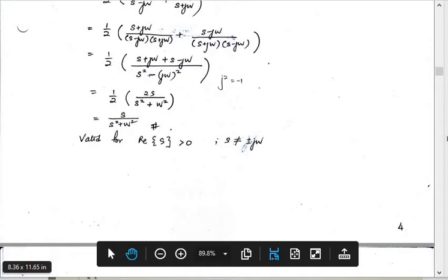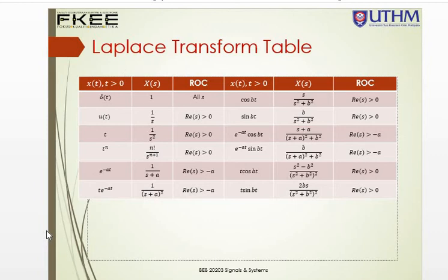Okay, now we go to the next one. In your slide, I also attached a Laplace transform table, for x(t) and what you will get for X(s). This table is in your slide, which I will share later.